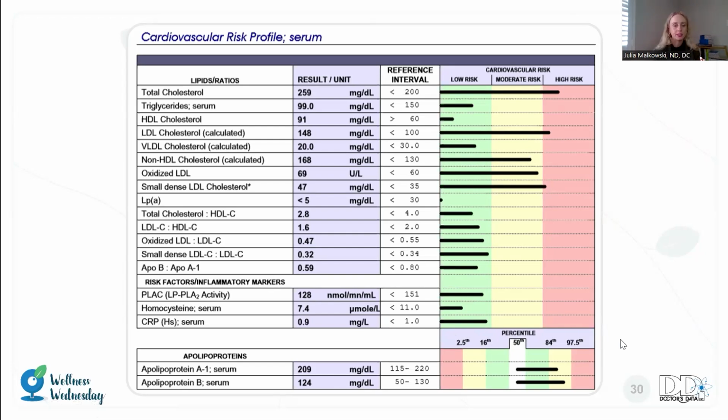The next thing we can see is that the apolipoprotein A1 is actually higher. That makes sense because their HDL is higher, but that apolipoprotein B is a little bit higher as well because their LDLs are higher. All right. So what should we do for this individual?